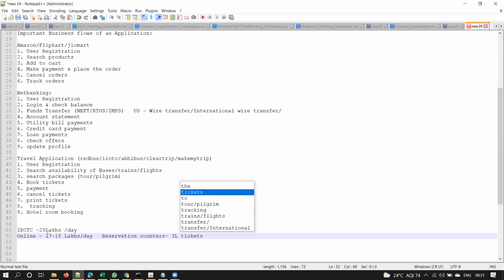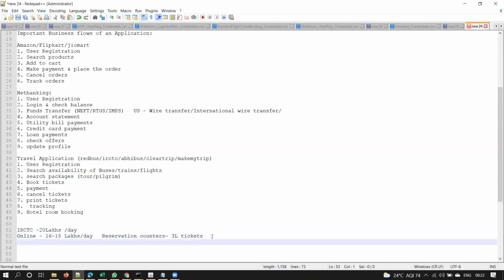So just imagine, using irctconline.co.in, 17 to 18 lakh tickets will be booked per day. One person can book 4 tickets maximum, right? So I'll make this 16 to 18 lakhs. So one person can book 4 tickets, isn't it? So there will be approximately 5 to 6 lakh users per day who use IRCTC. Got it? Or like 6 to 7 lakh.